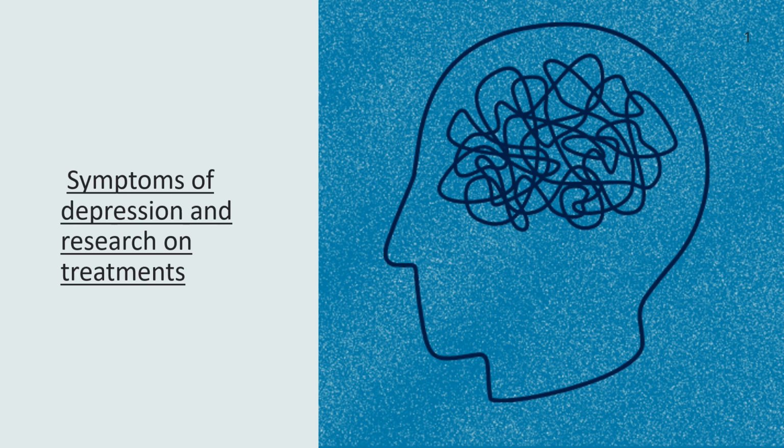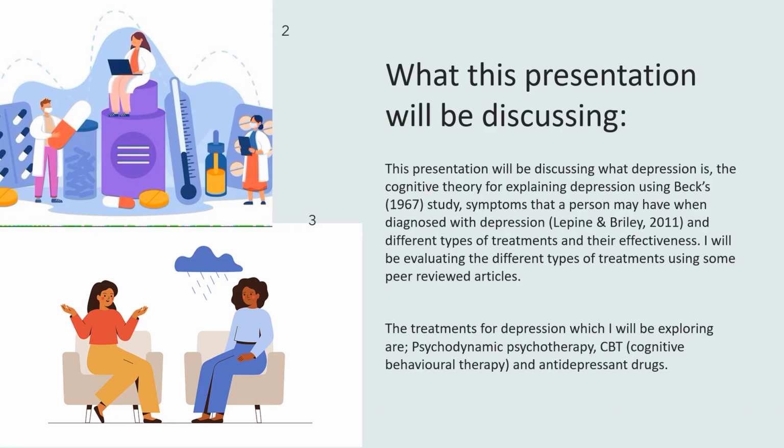Symptoms of depression and research on treatments. This presentation will be discussing what depression is, the cognitive theory for explaining depression using Beck's 1967 study, symptoms that a person may have when diagnosed with depression, Lepine and Brady 2011, and different types of treatments and their effectiveness. I will be evaluating the different types of treatments using some peer-reviewed articles.